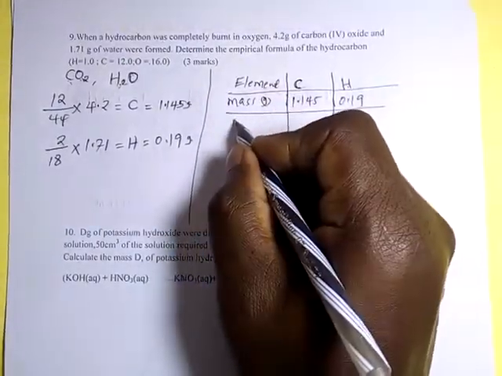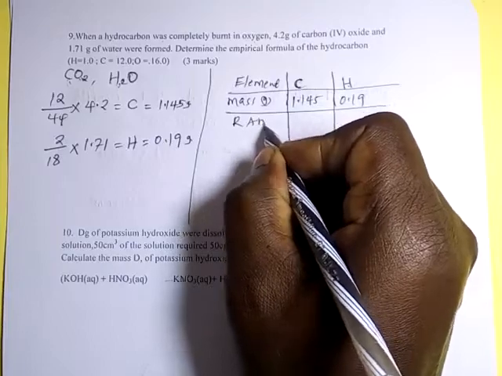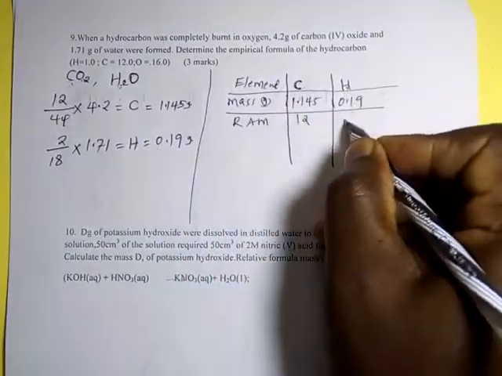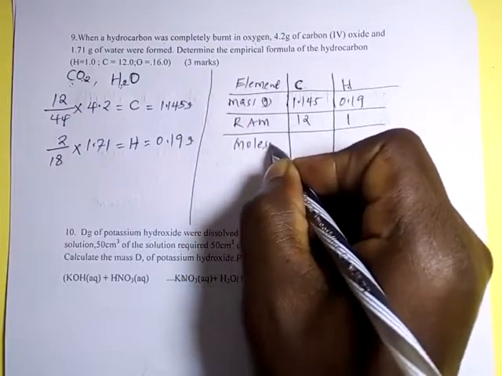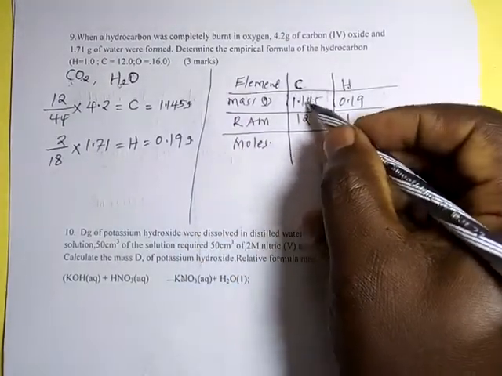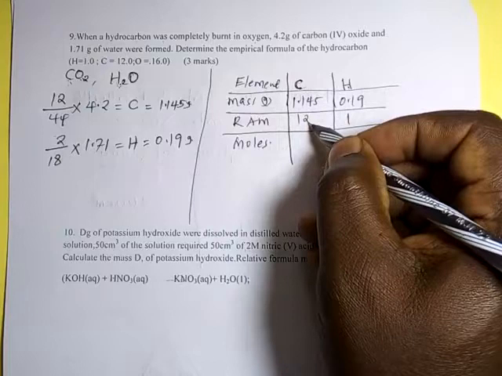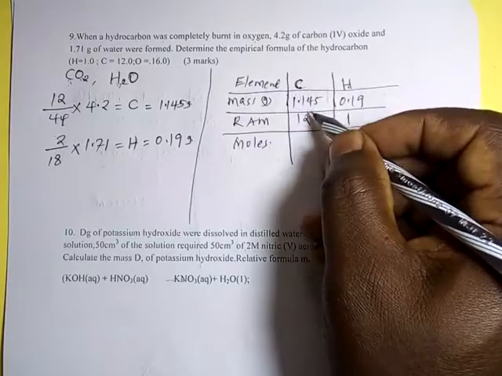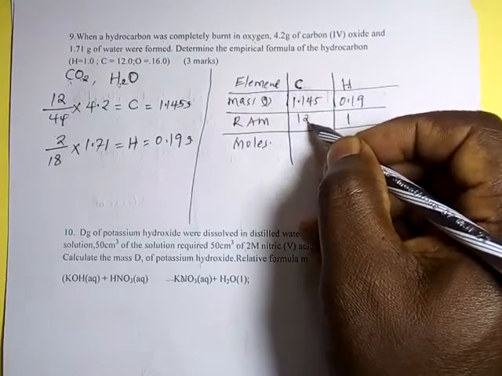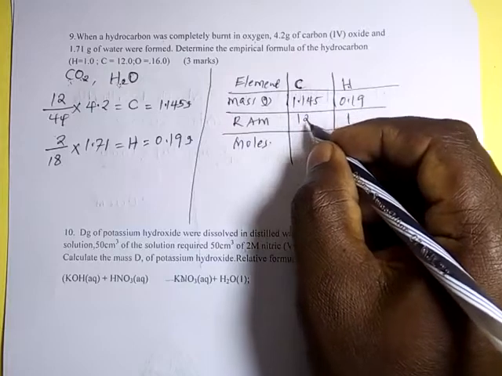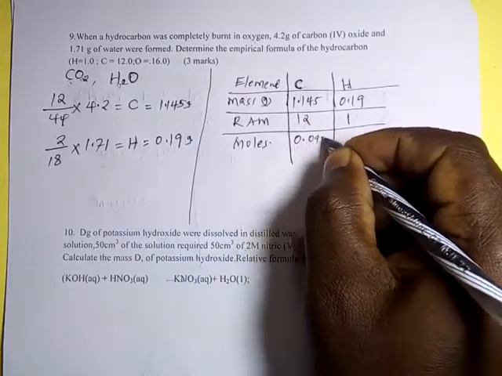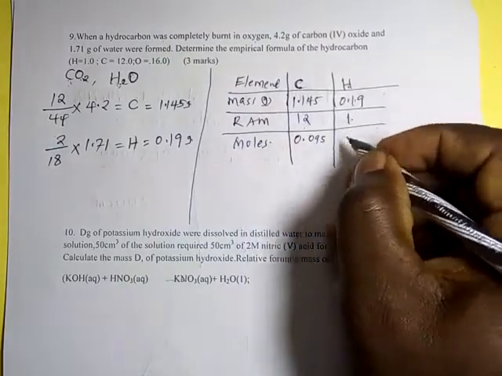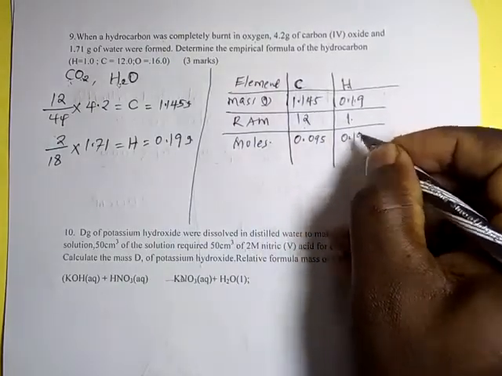The next thing is the RAM. The RAM of carbon is 12, hydrogen is 1. The next thing is the number of moles. How do you get moles? Moles is mass divided by RAM. So we have 0.095 for carbon, and for hydrogen, 0.19 divided by 1 gives 0.19.